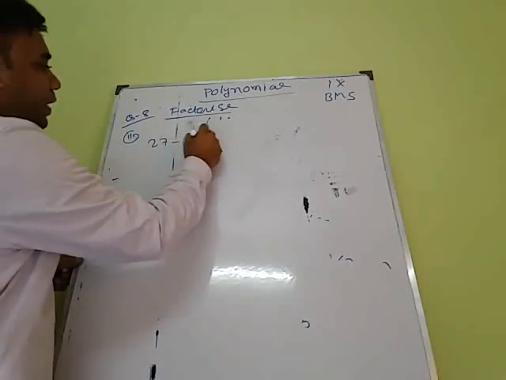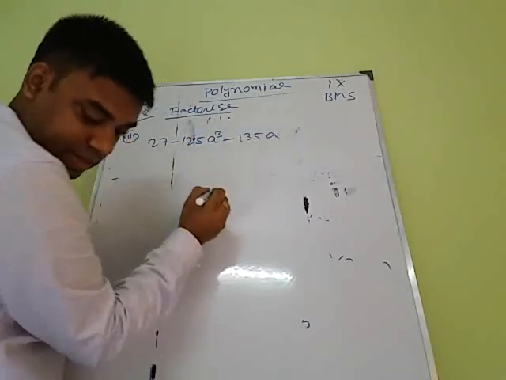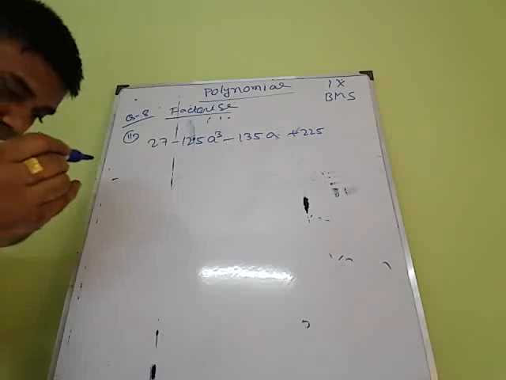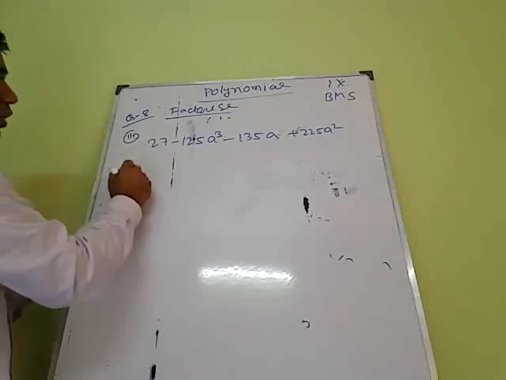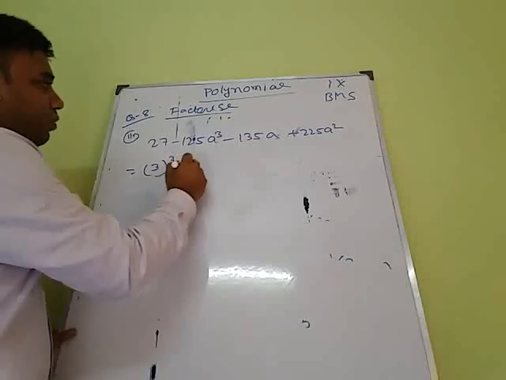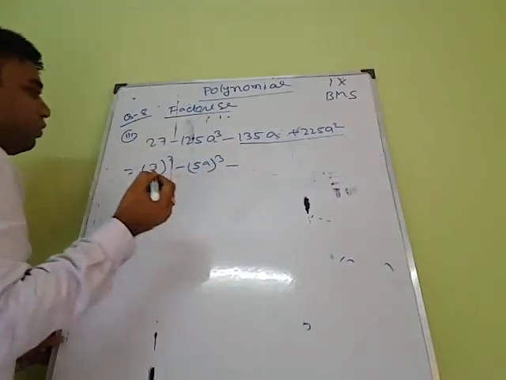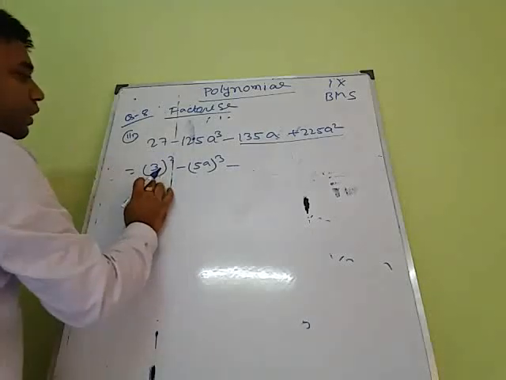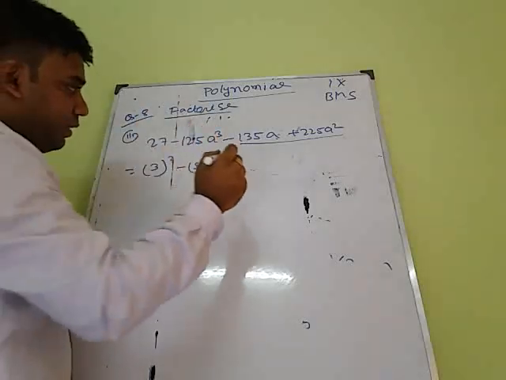27 minus 125a cube minus 135a plus 225a square. So students, 27 means 3 cube, and 125a cube is 5a whole cube. From these two terms you can take common 3 into 5a.